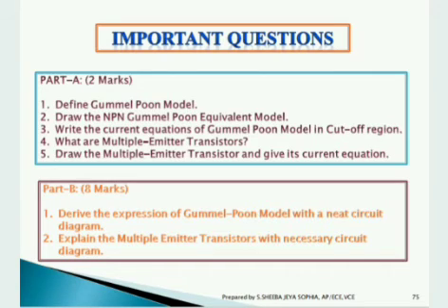Moving to part B, 8 marks. Derive the expression of the Gummel-Poon model with a neat circuit diagram. You have to write and explain the Gummel-Poon model, how it differs from the Ebers-Moll model, what is the purpose of going to this Gummel-Poon model, and what is its major advantage compared to all the other models. You have to give all these explanations and draw the NPN or PNP circuit which they have asked, and explain it along with the diagram.